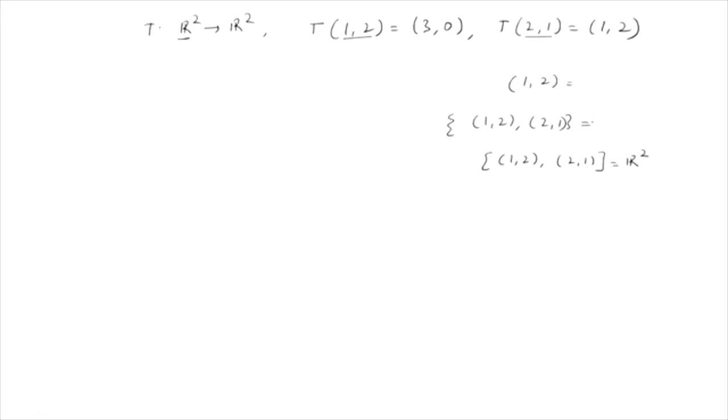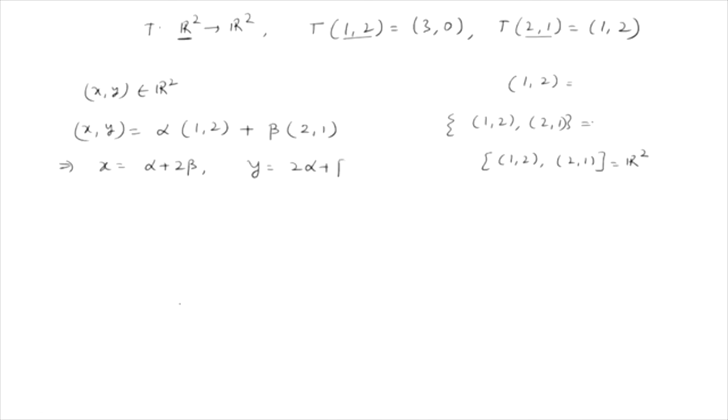Now, does there exist any linear transformation such that this equals this and this equals this? And if yes, how can you find it? You take any (x, y) in R2. Since the span of these generates the entire R2, there will exist some scalars alpha and beta such that this (x, y) can be written as a linear combination of these two vectors. So x equals alpha plus 2 beta, and y equals 2 alpha plus beta.